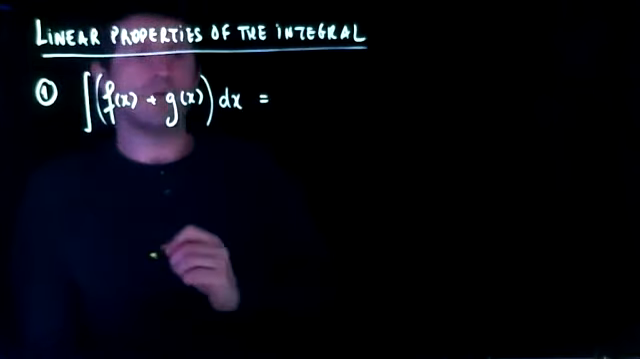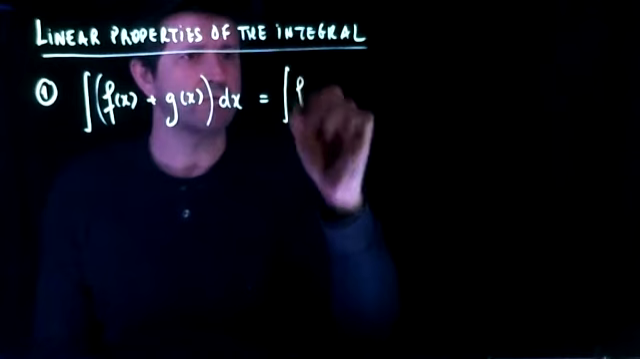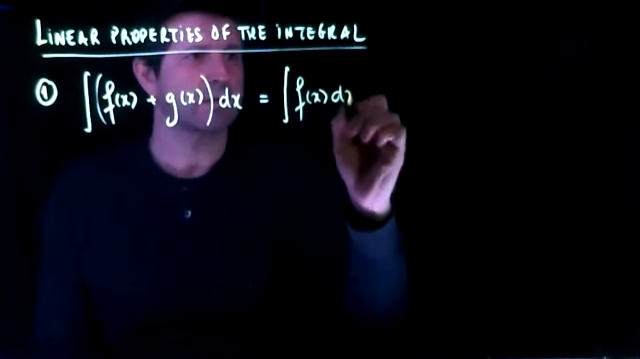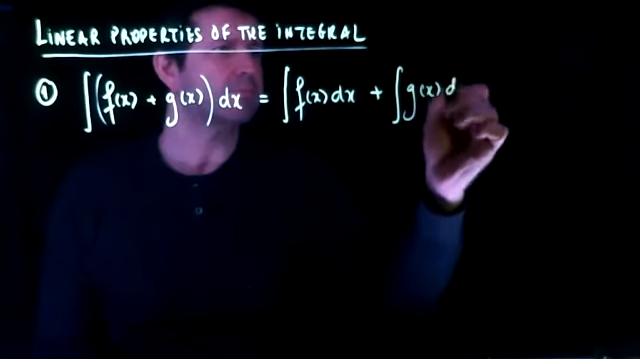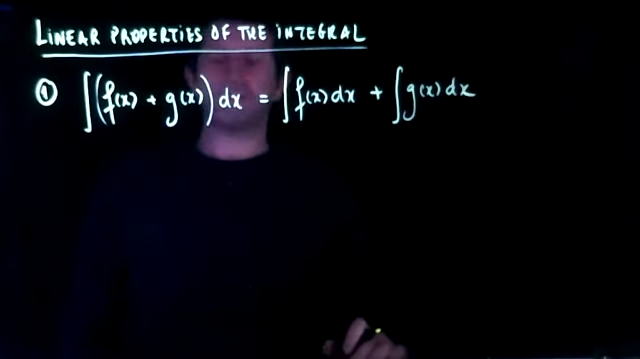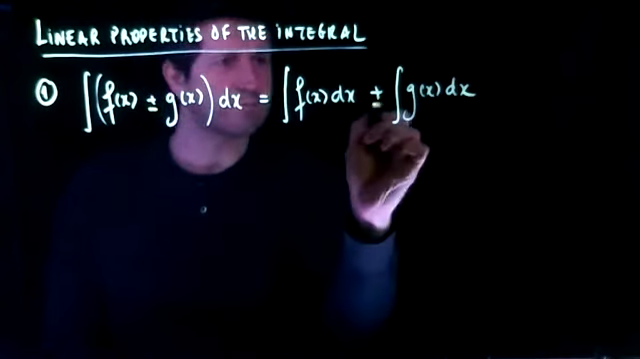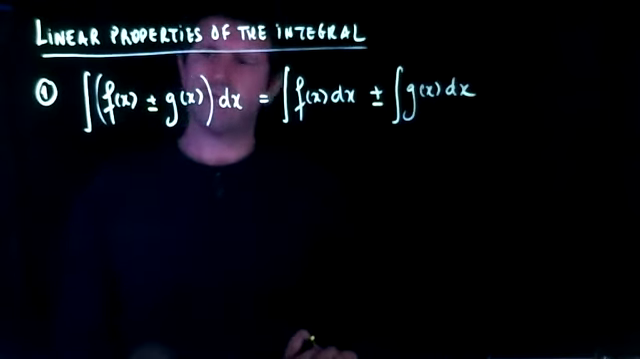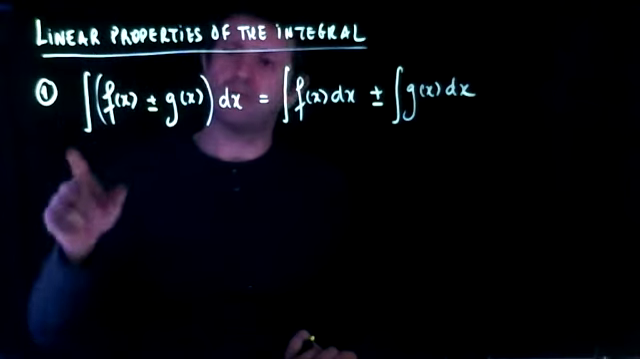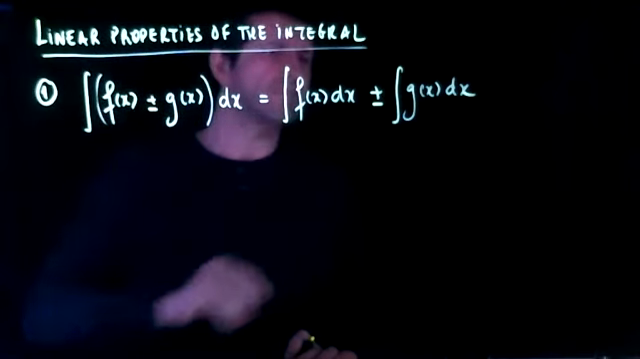you could just do the integral of each one and add it, right? The antiderivative of f of x plus the antiderivative of g of x. This is the first linear property. Same thing if it was minus. If you have the antiderivative of a sum of functions, you could just do the antiderivative of each one.